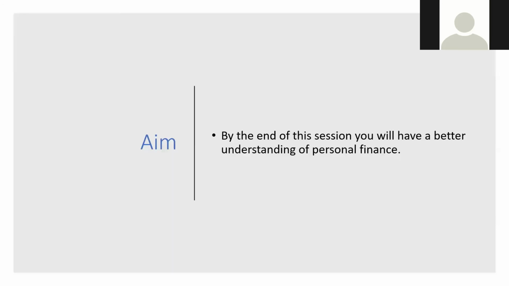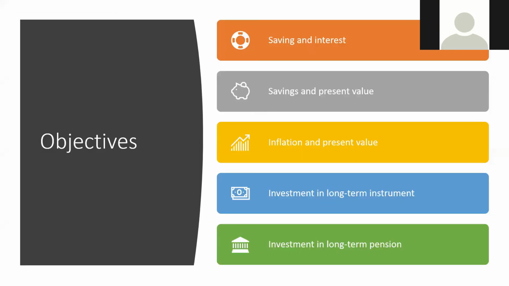Okay, so by the end of the session, we should have a better understanding of personal finance. So that's our objective. So how we're going to go about it is, first we're going to look at savings and interest. Then we move on to savings and present value. Then we move on to inflation and present value. Then we move on to investing in long-term instruments, and then investing in long-term instruments in terms of pension.